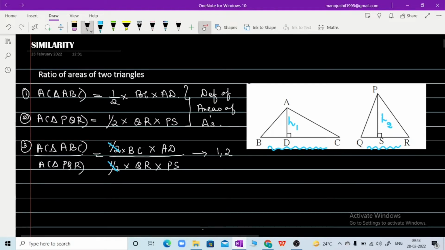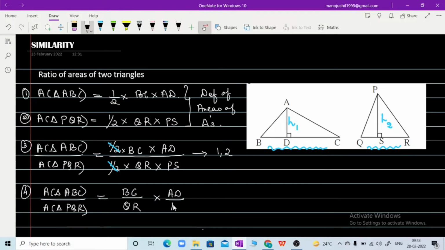In this, we can easily cancel half and half. So what is left is the remaining part, point number 4. Area of triangle ABC upon area of triangle PQR is equal to BC upon QR into AD upon PS.